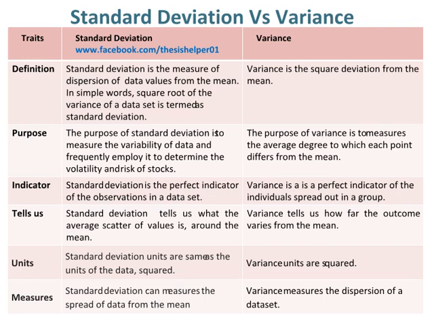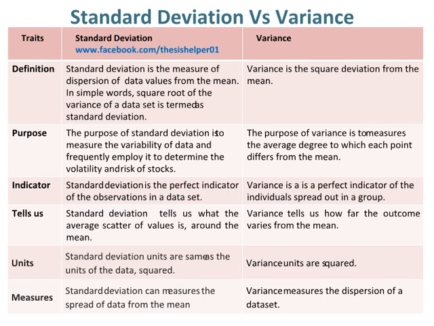The purpose of standard deviation is to measure the variability of data, and it is frequently employed to determine the volatility and risk of stocks. Whereas the purpose of variance is to measure the average degree to which each point differs from the mean. Standard deviation is the perfect indicator of the observations in a dataset, whereas variance is a perfect indicator of the individuals spread out in a group.